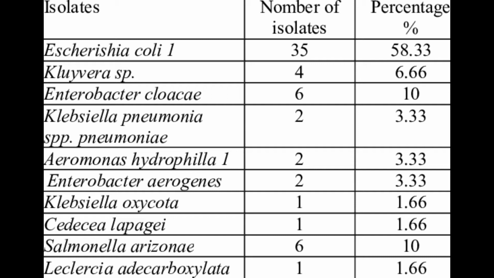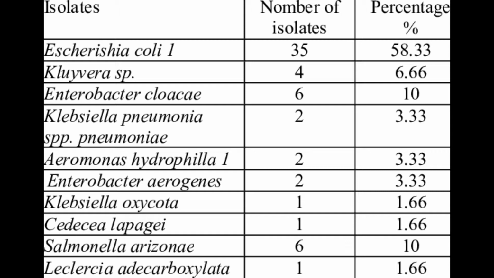So the procedure is as follows. Step 1: suspend one loopful of the test organism into the broth. Step 2: incubate at 35 degrees Celsius for 18 to 24 hours. Step 3: after incubation, add 5 drops of Kovacs reagent or Ehrlich's reagent into the broth.